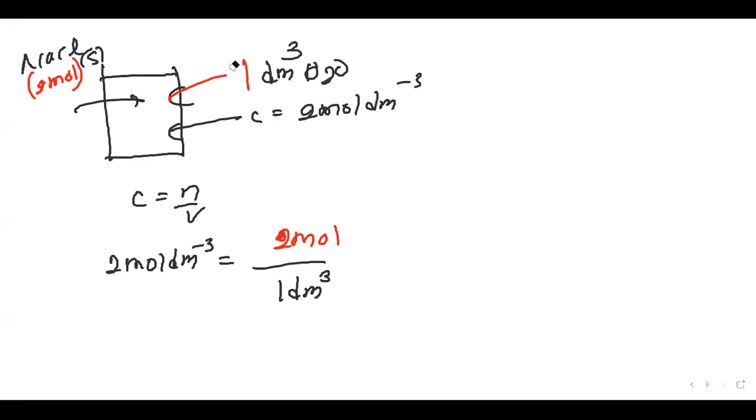Then here we have got 2 moles of them. So we have 2 moles of NaCl in this container, and we can make a salt solution of that concentration. What do we need to do now?